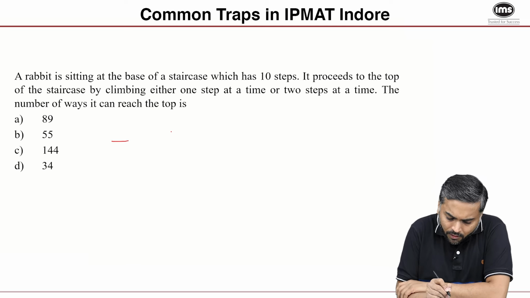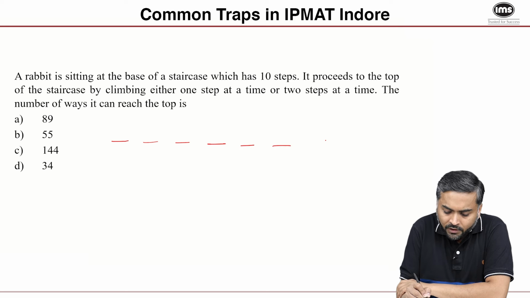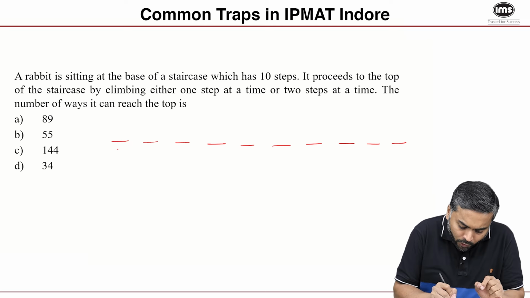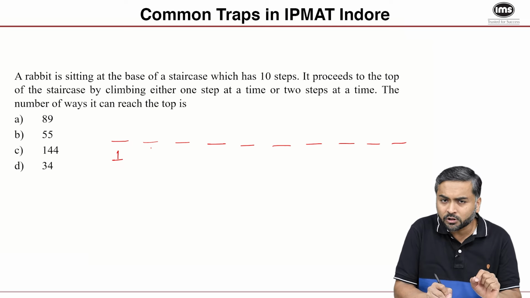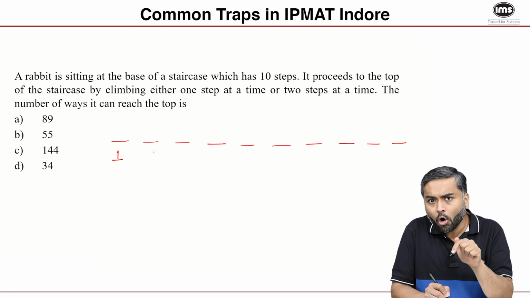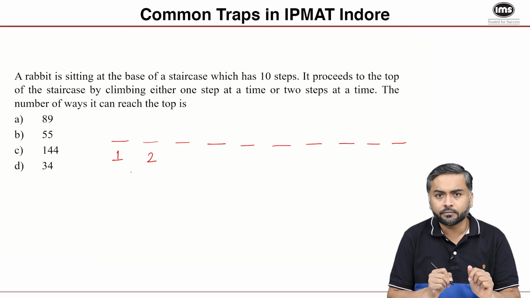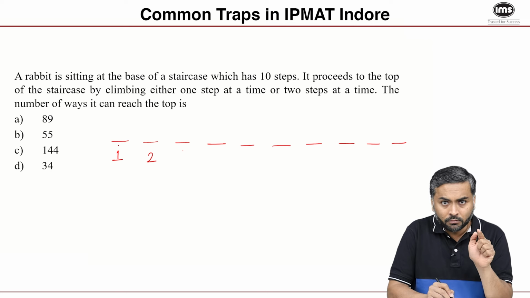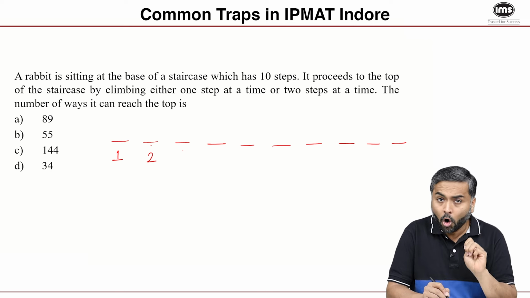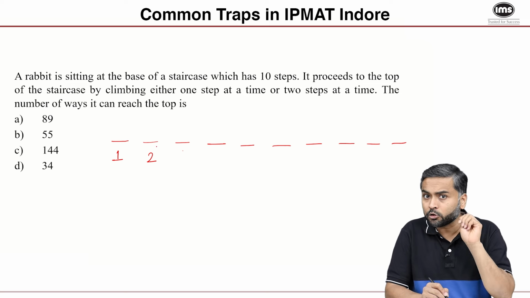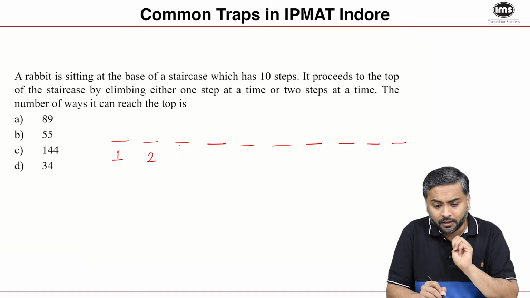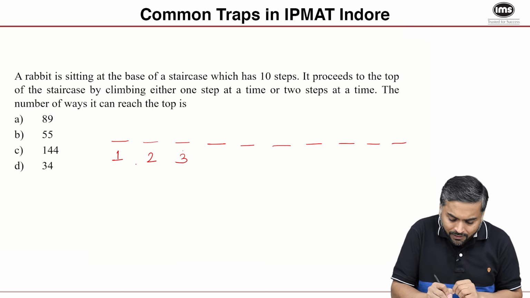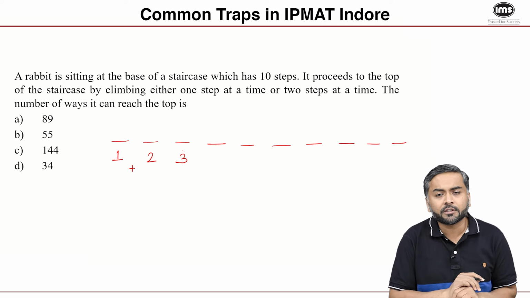So how many steps are there? 10. 1, 2, 3, 4, 5, 6, 7, 8, 9, and 10 steps. The rabbit can climb onto the first step. There is one way of doing it. In how many ways can the rabbit come to the second step? It can directly jump to the second or come onto the first and then come onto the second. So there are two ways of doing it. In how many ways can the rabbit come to the third step? Either it can come to one, then to 2 and then to 3, that's one possibility. Or it can come 1, 1 and then directly to 3, second possibility. Or it can come to 2 and then take one step and come to 3. So there are three ways of doing it. So basically, on the third step, the rabbit can come in 1 plus 2, three ways.